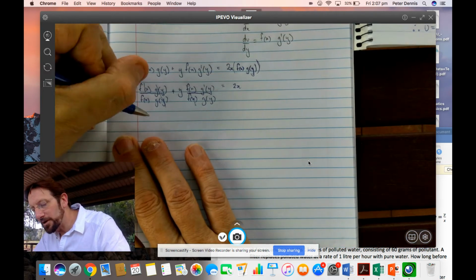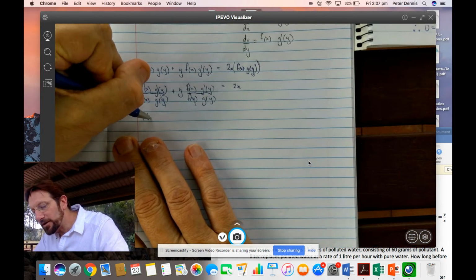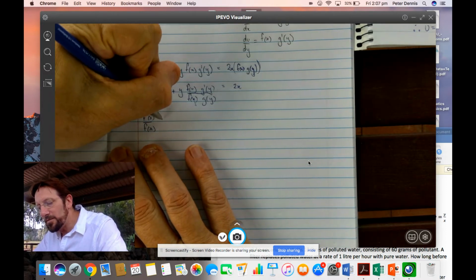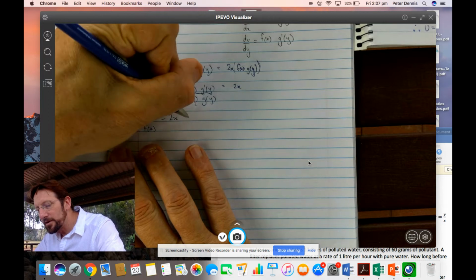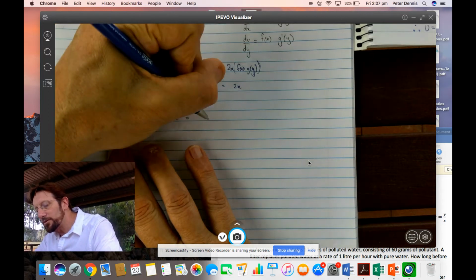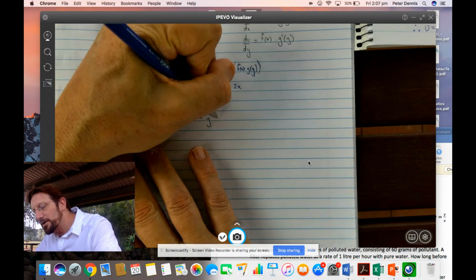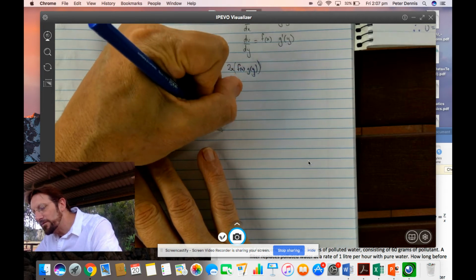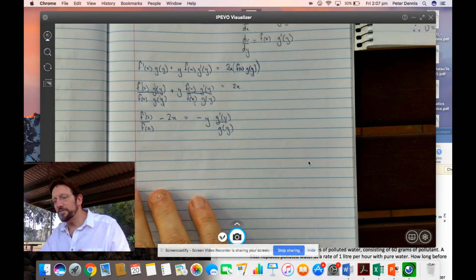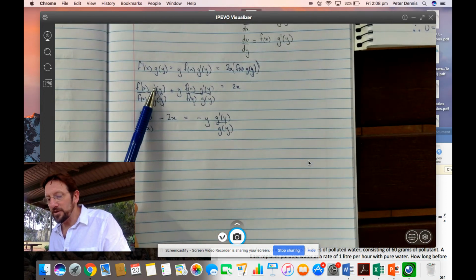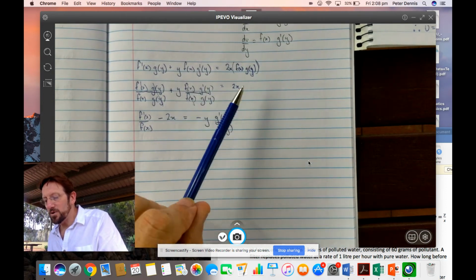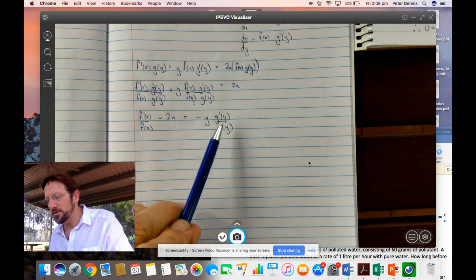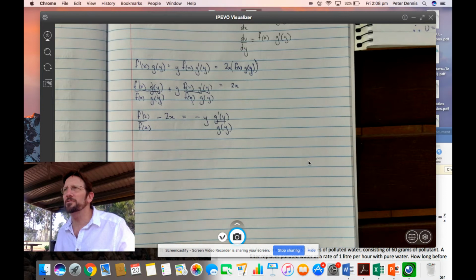So what we've got here is f dash x over f of x minus 2x equals minus y g dash y over g of y. And all I've done is I've taken this x over here and I've taken all of this y over here. Why have I done that? Because these are separable equations, so the whole idea is to separate them as quickly as possible.